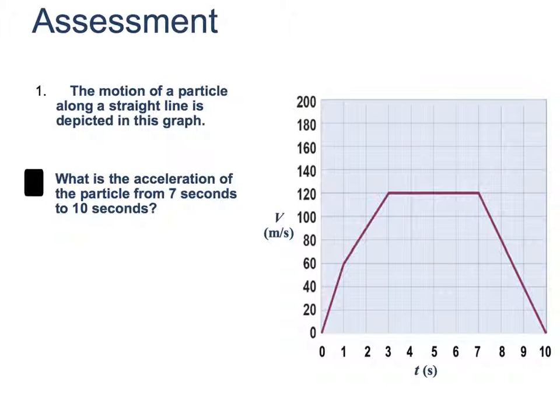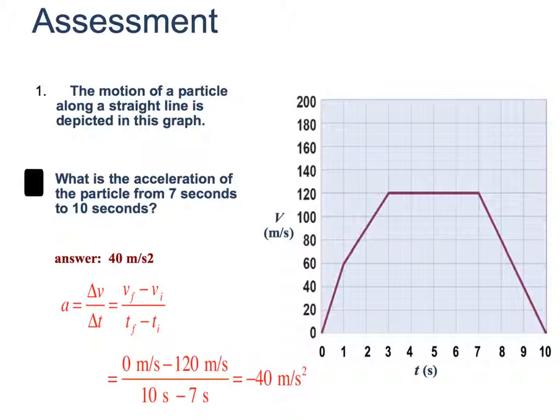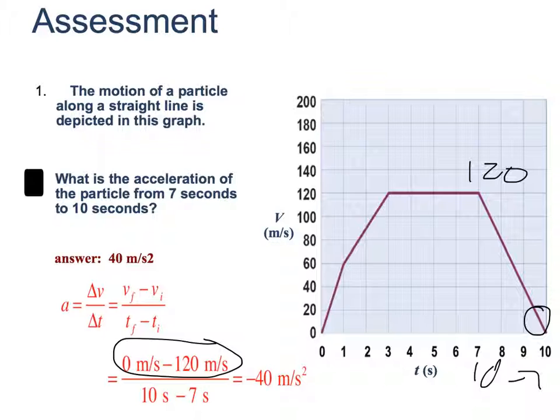The motion of a particle along a straight line is depicted in the graph. What is the acceleration of the particle from 7 seconds to 10 seconds? So we're just looking from here to here, from this point to this point. So from here, it's 40 meters per second squared, because our change is, the final is going to be 0 at this point. Here it's 120. So 0 minus 120 divided by, and the time it takes is 7 and 10, so 10 minus 7 is 3 seconds, giving you the negative 140 meters per second squared.